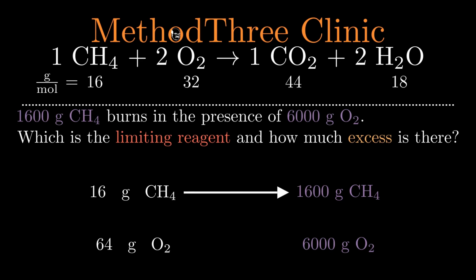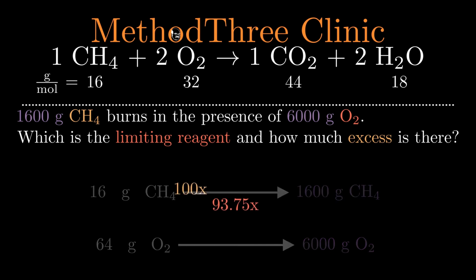The given methane is 100 times the required amount according to the equation, while oxygen is only 93.75 times. Therefore, we can conclude for the third time that oxygen is the limiting reagent and methane the excess. While the logic is relatively straightforward, you may be wondering how we can turn this information into the amount of excess. We could use stoichiometry grids, but I'm avoiding those.